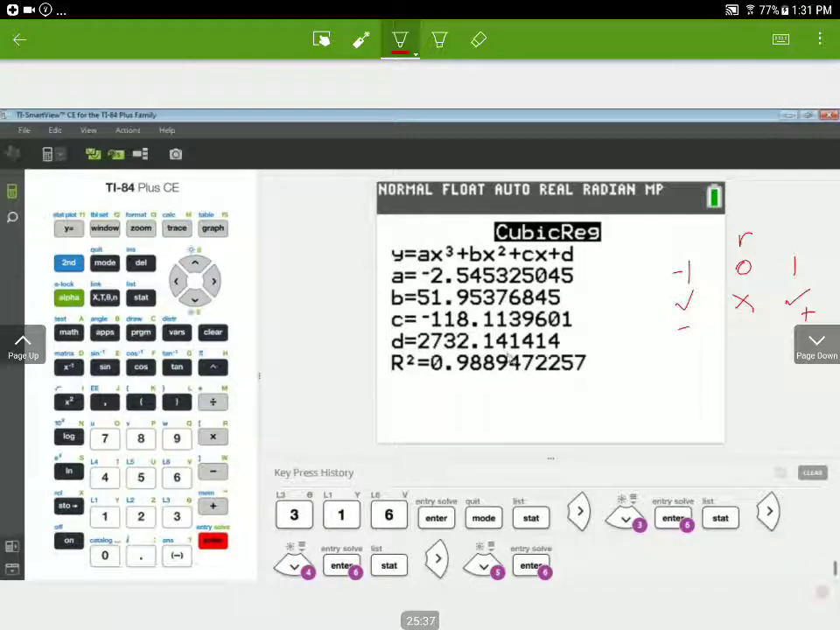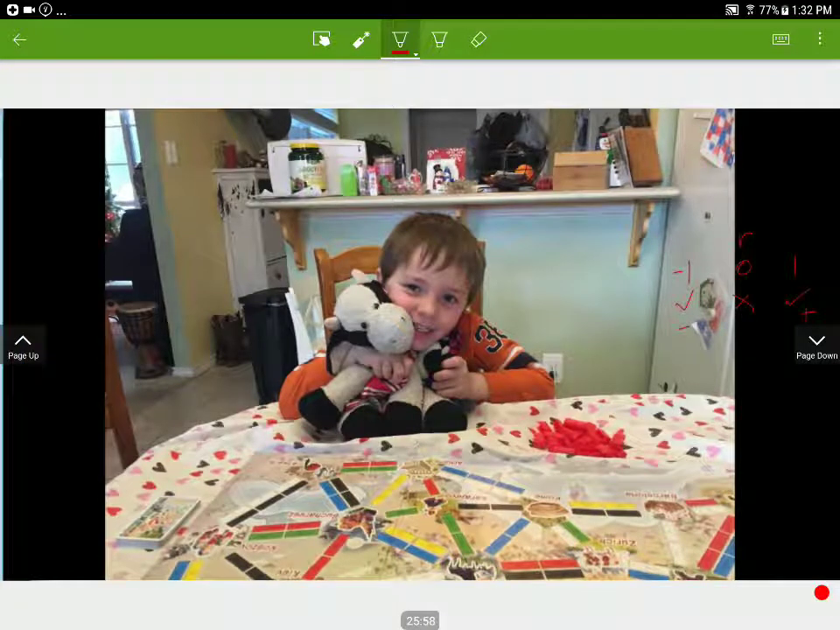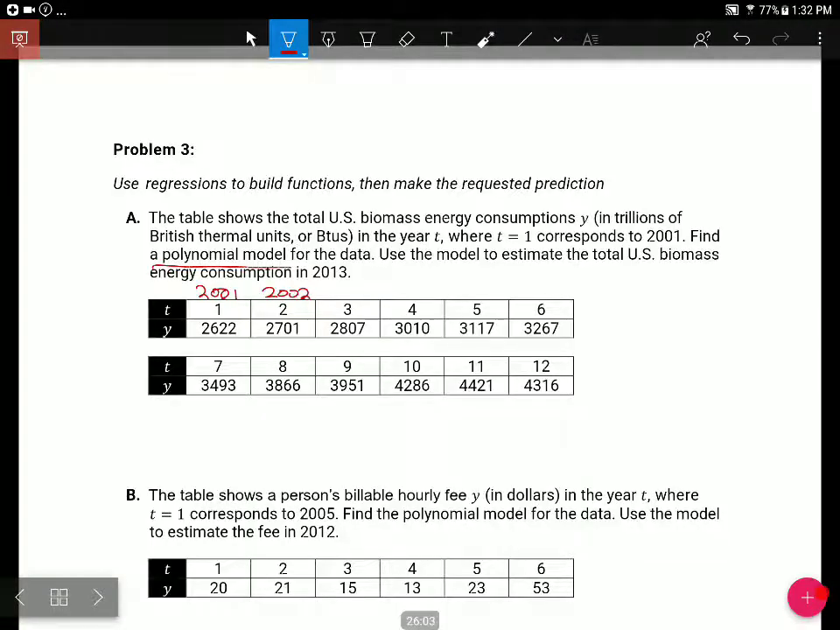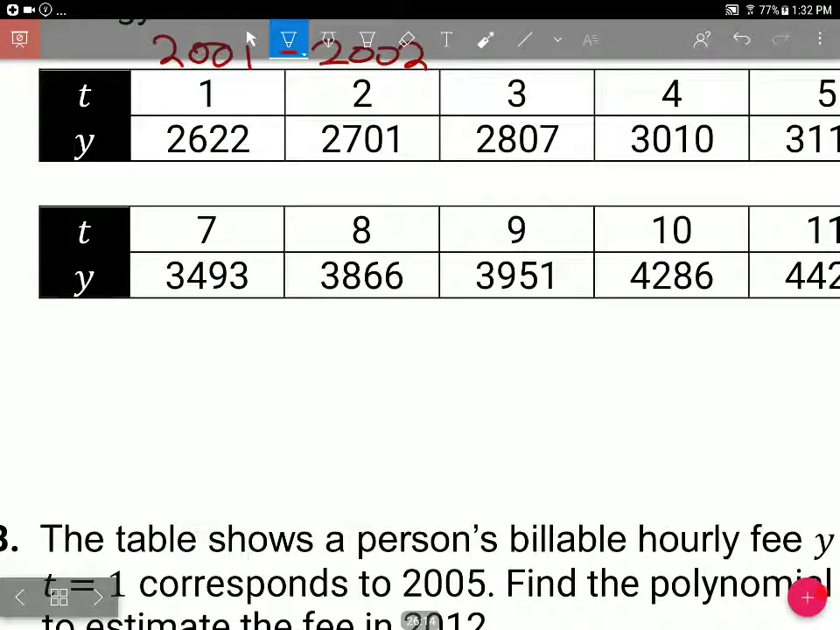Cool? So we're going to use these points. Negative 2.5, 51.9, negative 118.1, and 2732.14. All right? Cool. We did. It was 0.97. It was just slightly worse. Honestly, you could use any of these and it would model okay. The quartic? Oh, we're not doing the quartics. Yeah, don't even worry about that. But you're right, that would probably be better.